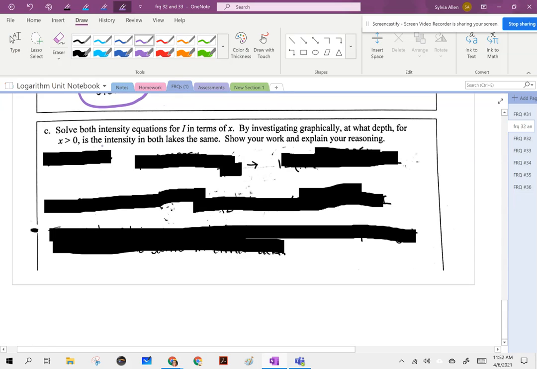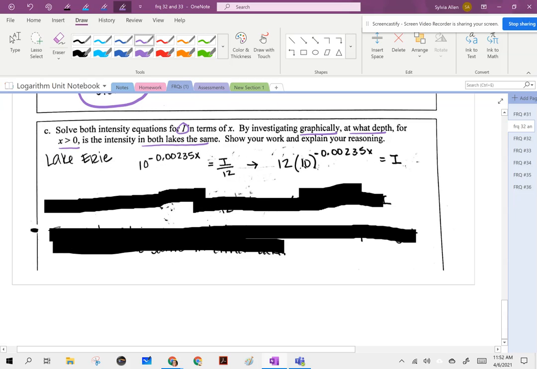Okay, so solve both intensity equations for I in terms of x by investigating graphically, so that means we're going to use Desmos. At what depth for x greater than 0 is the intensity in both lakes the same? So the first thing we're going to do is solve for I. And so we end up getting this equation. So type this into Desmos. Don't put I, you can put y.